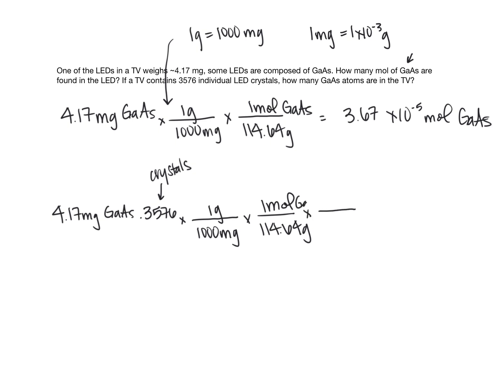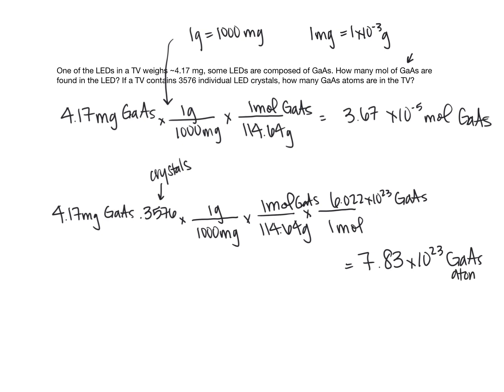of gallium arsenide. And then it asks how many of these atoms there are. We know that in 1 mole of anything, we have 6.022 times 10 to the 23rd gallium arsenide compounds. From here, when I plug this into my calculator, I get 7.83 times 10 to the 23rd gallium arsenide atoms.